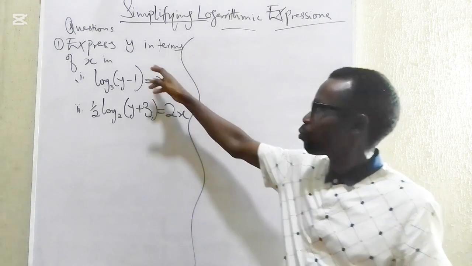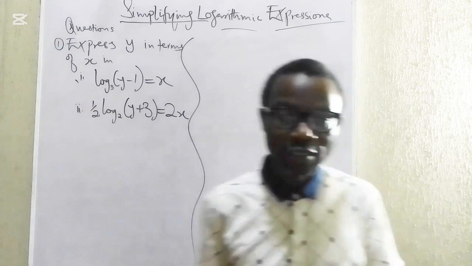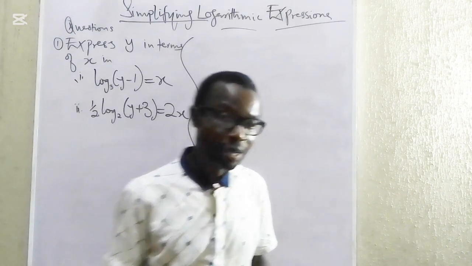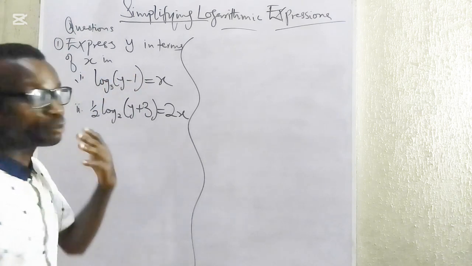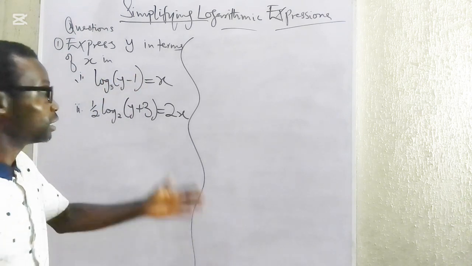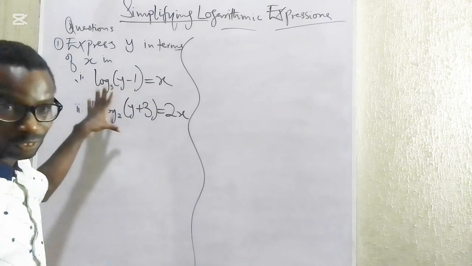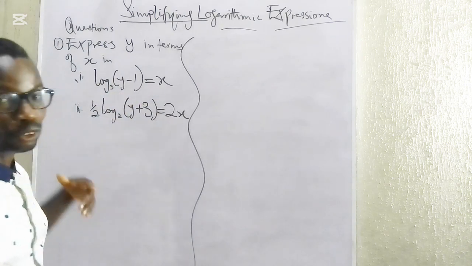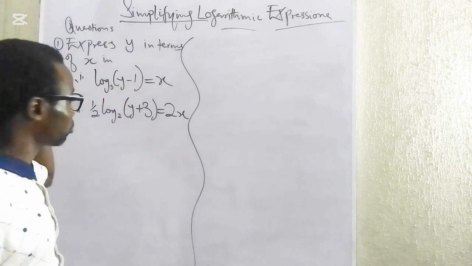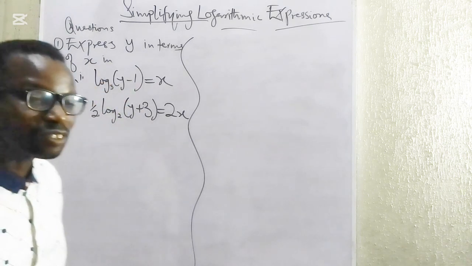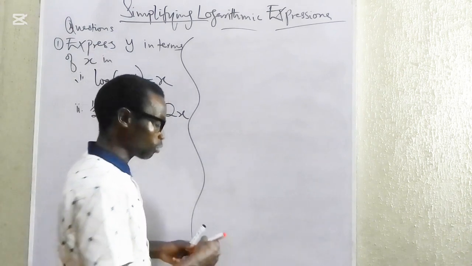We have: express y in terms of x. Now, what this is simply saying is make y the subject of the formula. There are little variables here. Variables are what you're looking for, the alphabets, y and x. And there are two questions here. Question number one, question number two. Take them one by one. So, express y in terms of x. It's another way of saying change the subject of the formula.